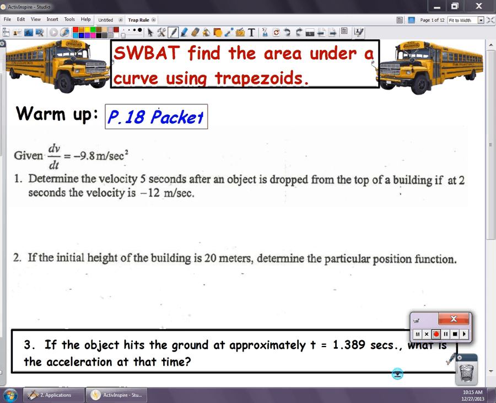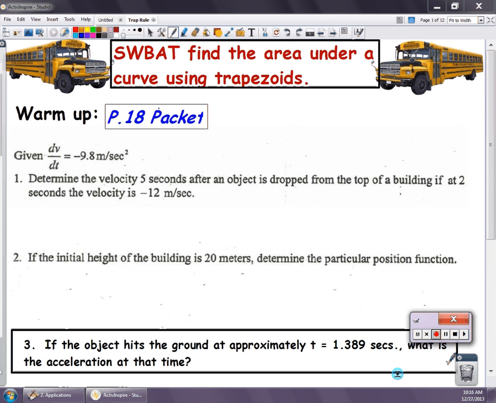As you can see, the objective in this video is that students will be able to find the area under a curve using trapezoids. So we're going to continue our discussion of evaluating definite integrals geometrically. We've looked at counting blocks. We've looked at using Riemann sums, and in this video we're going to take a look at using trapezoids to accomplish exactly the same thing.